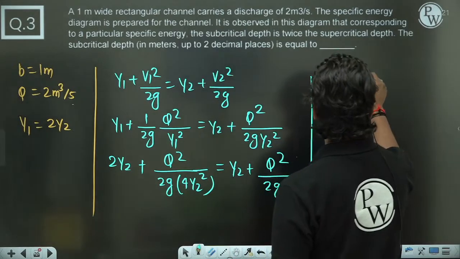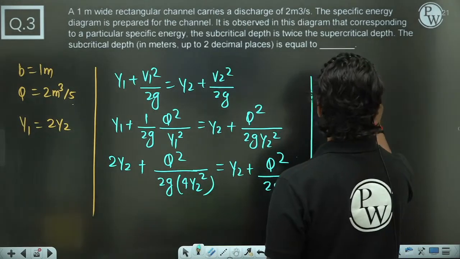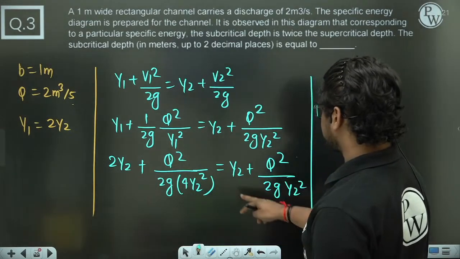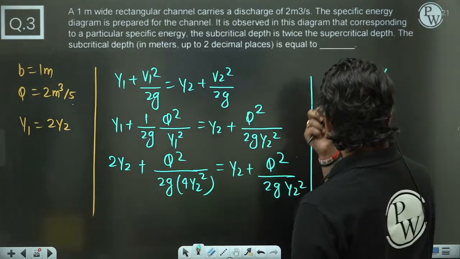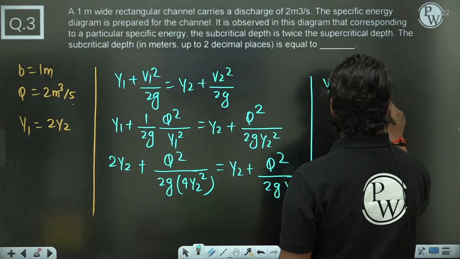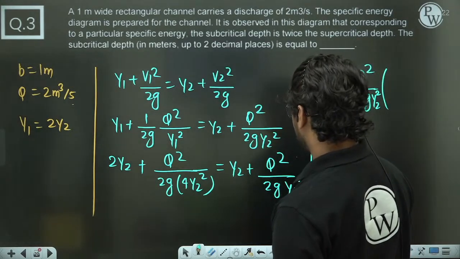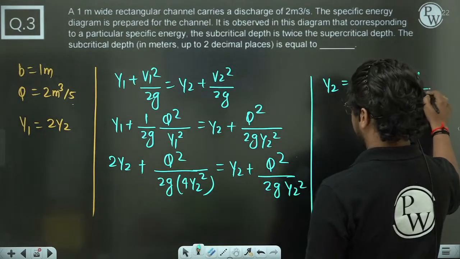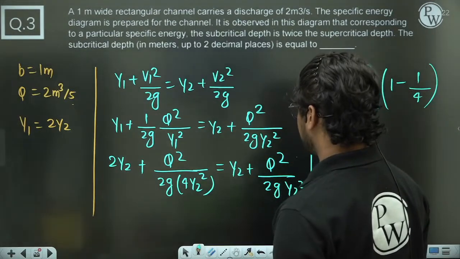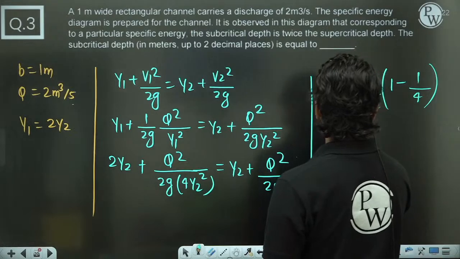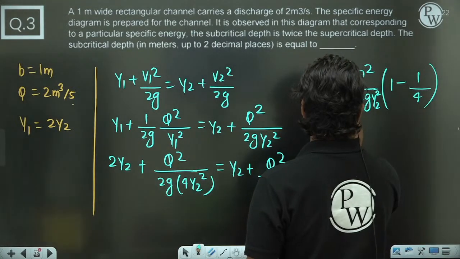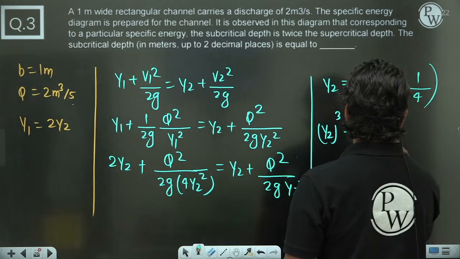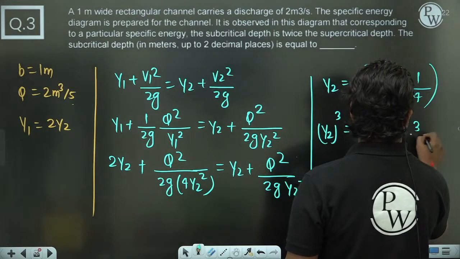y2 is equal to q squared upon 2g. In bracket we have q square upon 2g, with that y2 is y2 square also there na. So 1 minus 1 by 4. Is it clear now? Okay. So this will be y2 cube q square. Q square we have 2. So 4 divided by 2 into 9.81. This is 3 by 4.